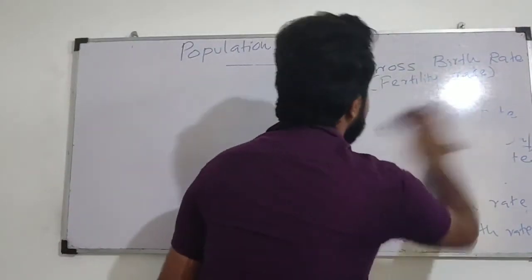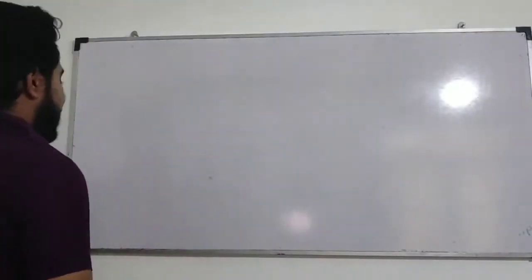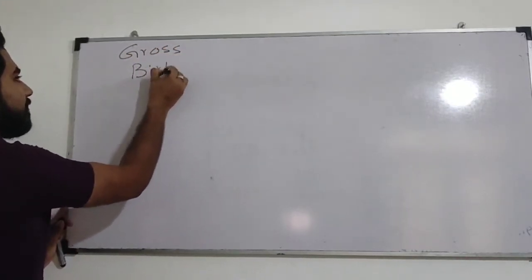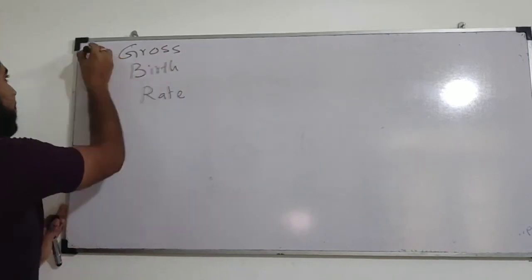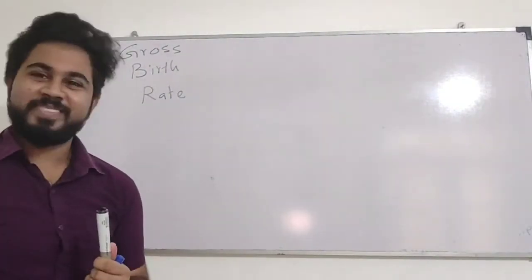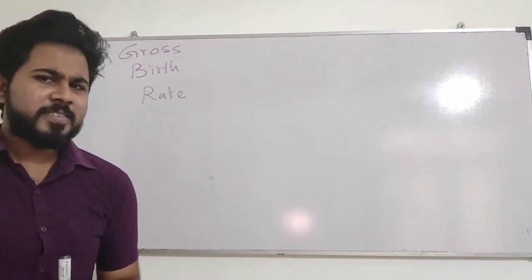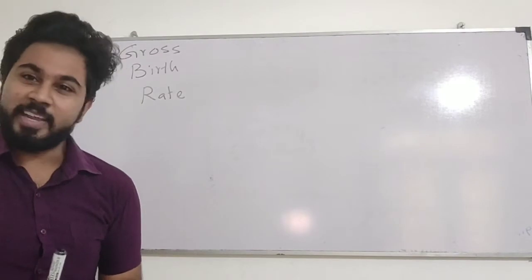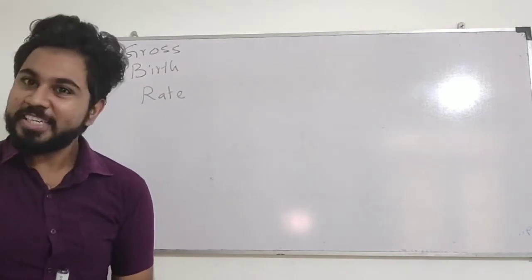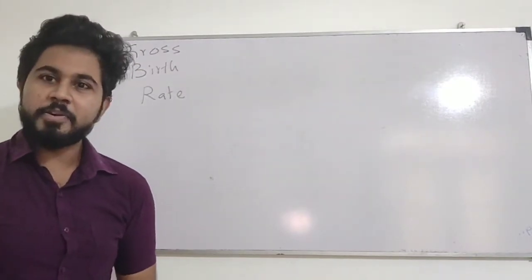Let's pay attention towards the first one, gross birth rate. Fantastic. This is the first concept. How are we calculating this one? Yes, this is a rate. Rate means a ratio. So what's the meaning of ratio exactly? That means if we divide something by something, then we call it a ratio. What is a ratio? If we divide something by something, then the answer is known as a ratio.